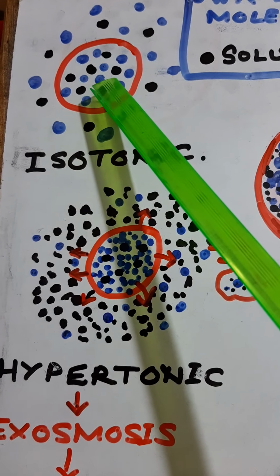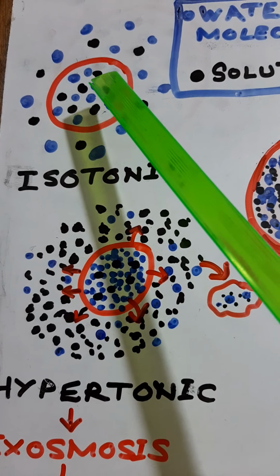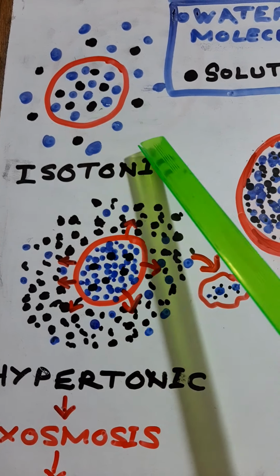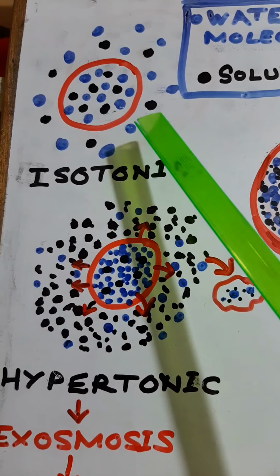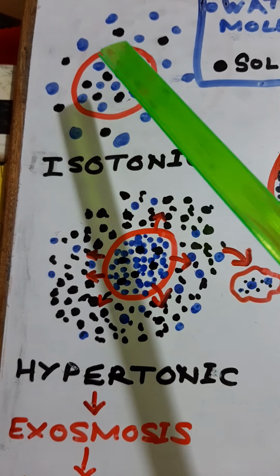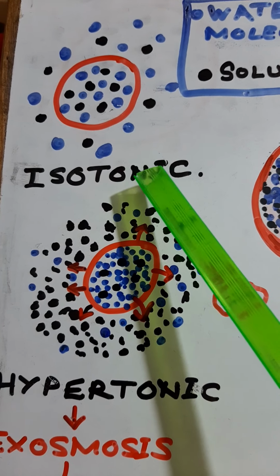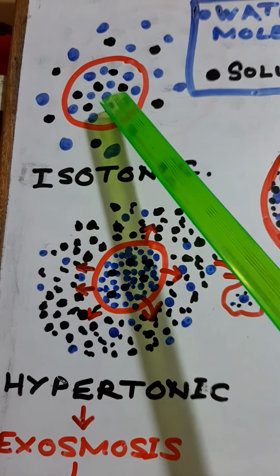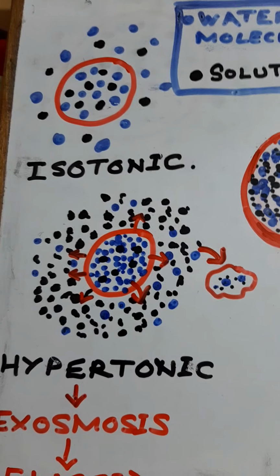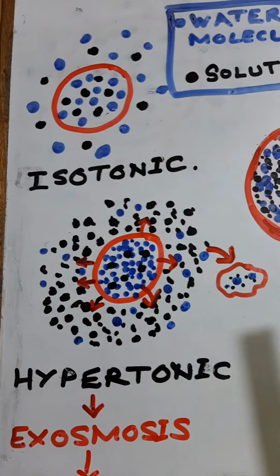So when the solution inside and outside are of the same concentration, same number of solute and solvent molecules more or less equal, that time it is called an isotonic solution. Iso meaning same, having the same tonicity. Concentration is the same inside and outside. Such a solution is called isotonic, and there will be no change as such in the cell also.